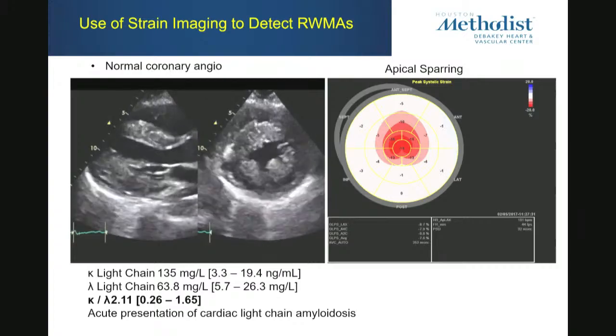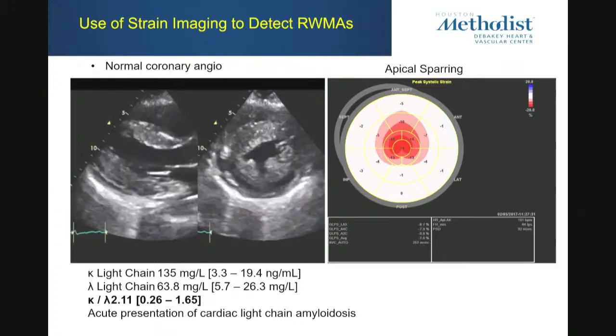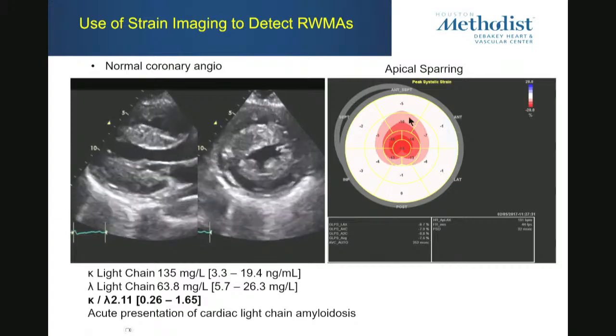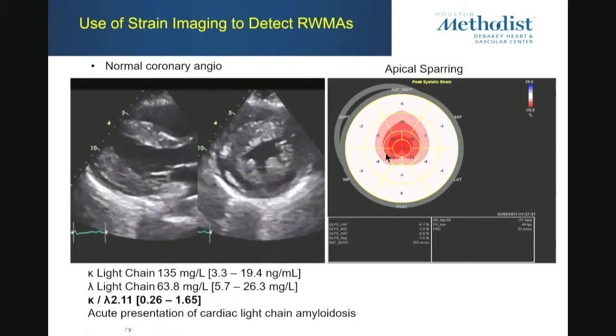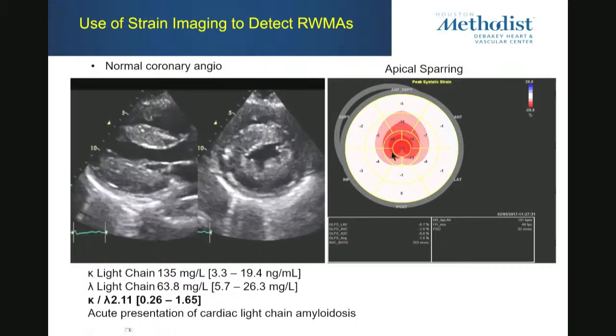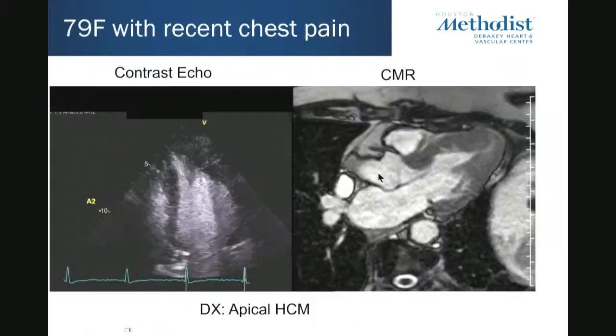So finally, let's talk a little bit about the regional component of GLS, and this is classic. You all recognize this one. This is your patient with amyloid that have the apical sparing, where the apical segments have much better contraction than the mid and basal segments.